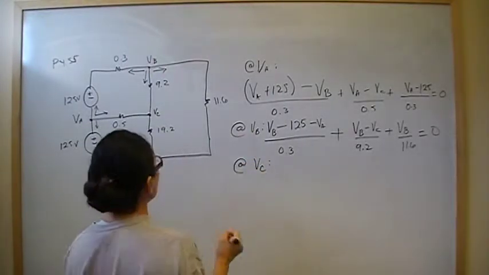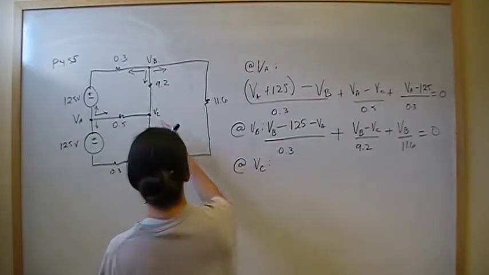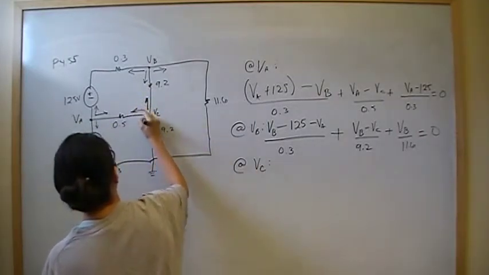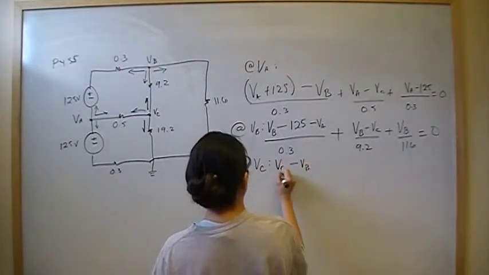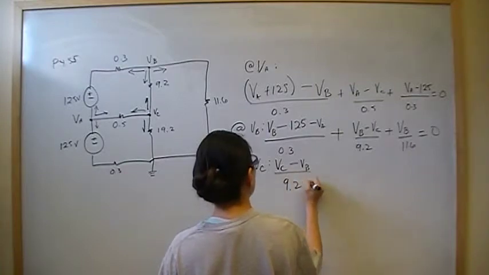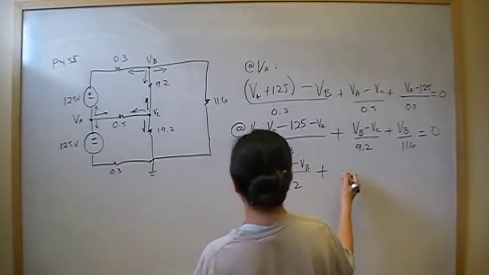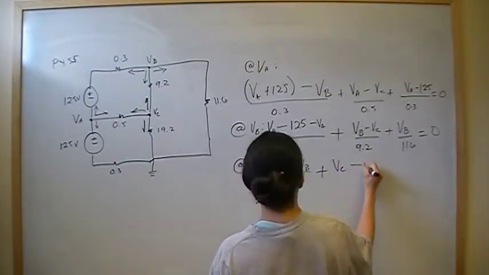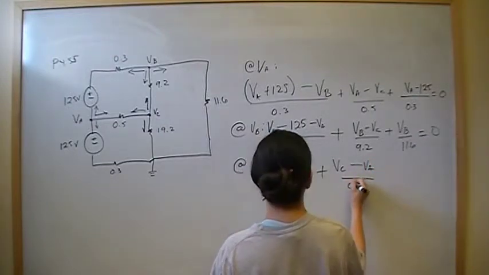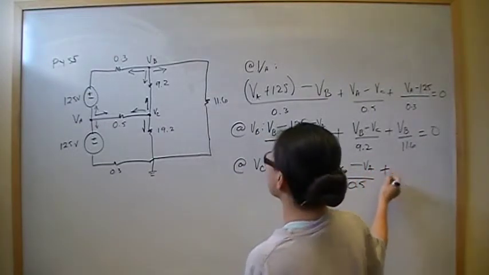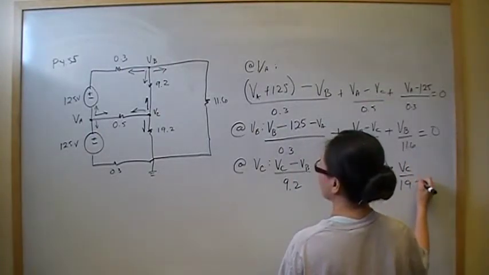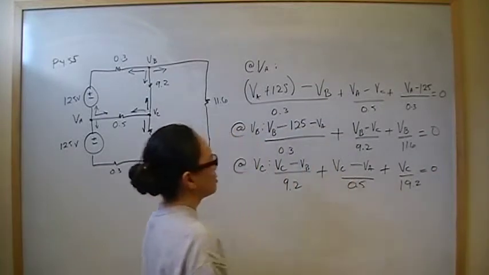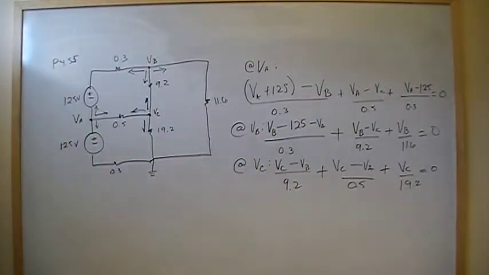This is going to be our most straightforward node. So first branch current, let's take VC minus VB over 9.2, plus VC minus VA over 0.5, plus VC over 19.2. That's equal to 0. So anyways, that is how you set up the equation with the tricky one.